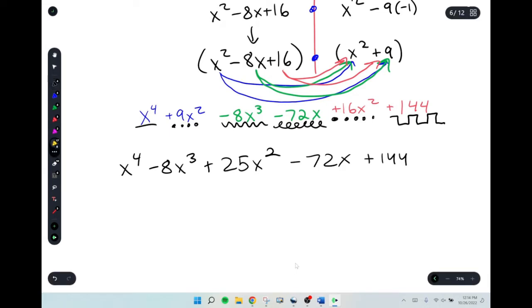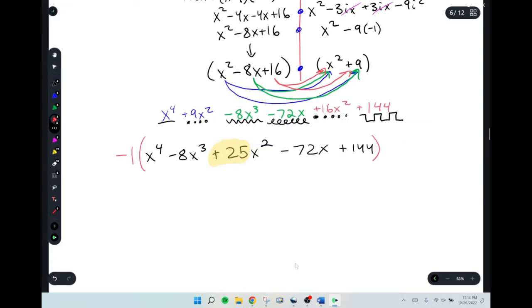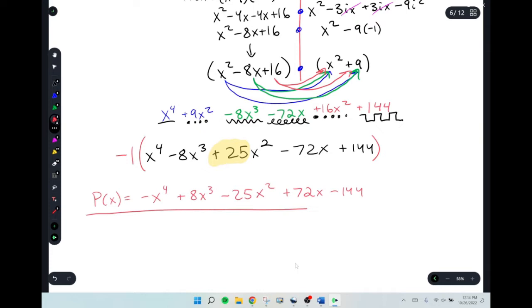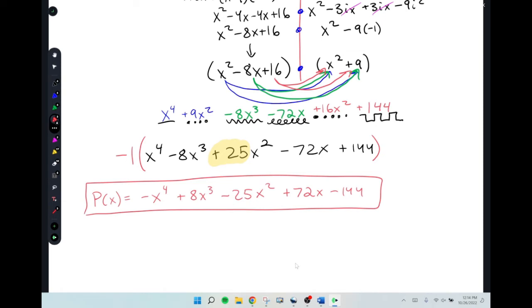What is the coefficient of x squared? Positive 25. How do we make rights wrong, or wrongs right? We are going to multiply the whole thing by -1. And we're going to get our final answer: p of x equals negative x to the 4th plus the 8 thing minus the 25 thing plus the 72 thing minus the 144 thing. And that is a pretty good answer. Yes, that is the polynomial.